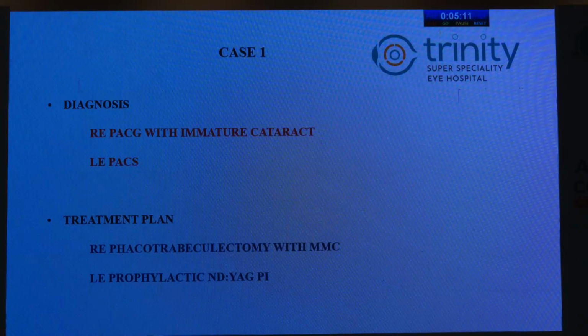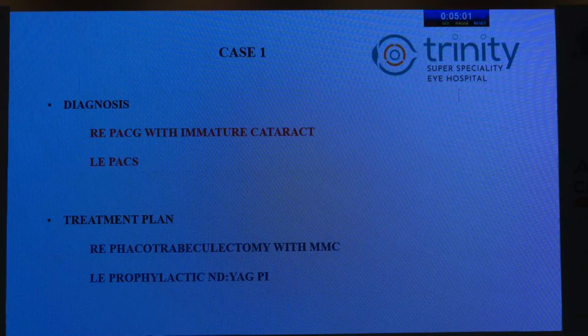So the treatment, I did a phaco trab with MMC in the right eye as the patient already had advanced glaucoma with cataract, and in the left eye we need to definitely do a laser peripheral iridotomy considering the fellow eye status.